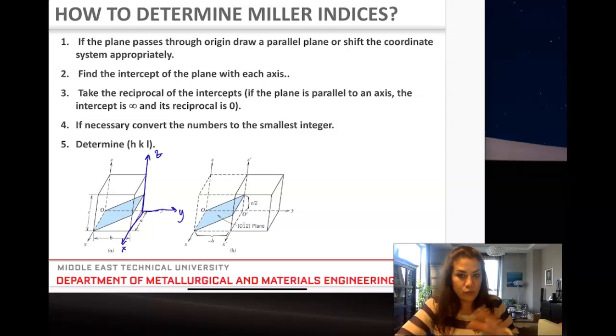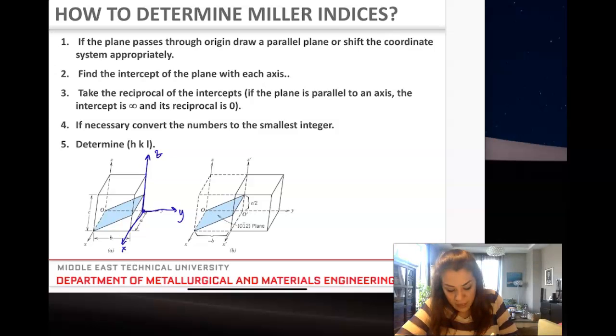After we move the X, Y, Z axes, my plane is no longer passing through the origin. My origin is carried out here, right? Now I need to see where this plane intersects my coordinate system. If this is y, this is negative y, right? And likewise negative x and negative z.